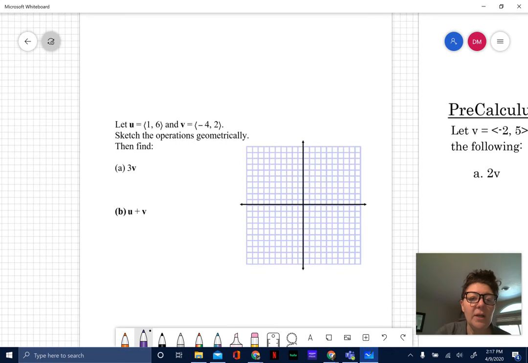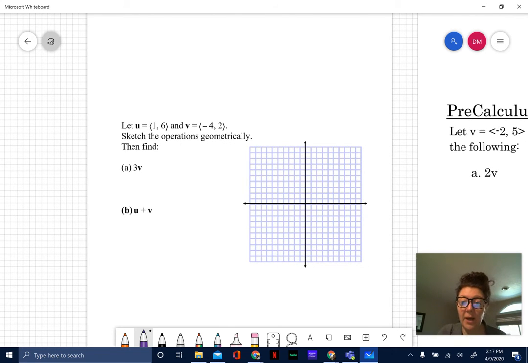Now, one of the things I wanted to point out is your vector operations. Sketching them geometrically doesn't seem like it's a problem at all, but combining some of these operations together, I did notice some people were struggling a little bit. If we see an operation like 3 times v, we're just taking v and multiplying both the x component and the y component by 3. So that should be -12 and 6.